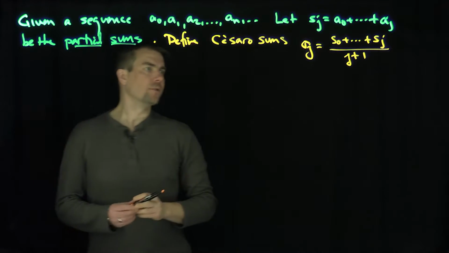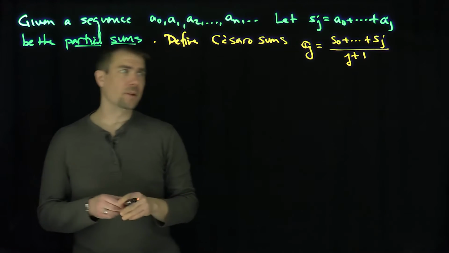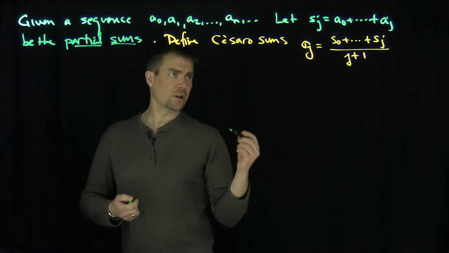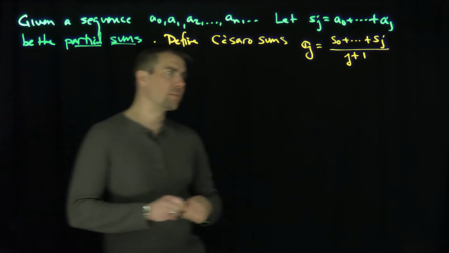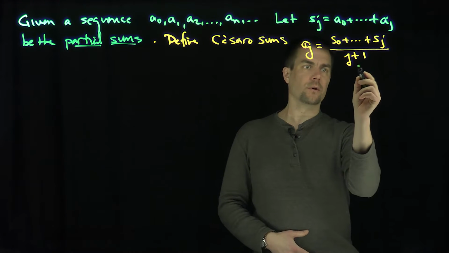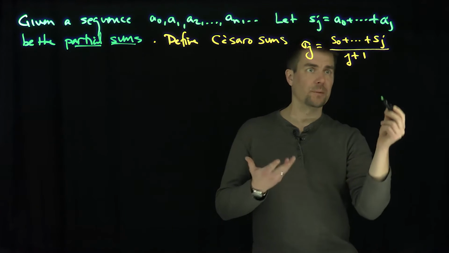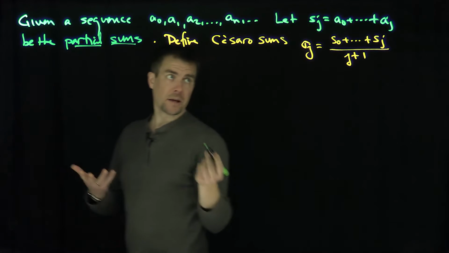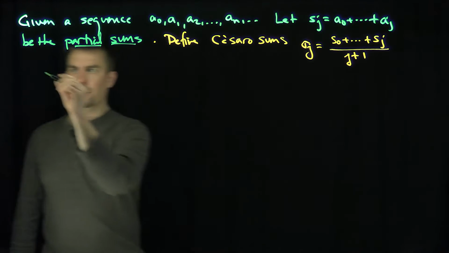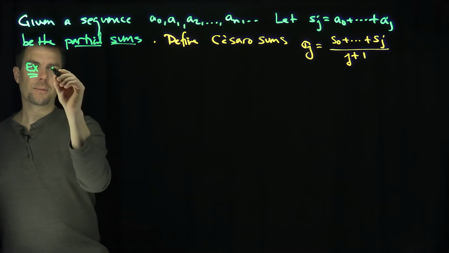Okay? And so, of course, what are these Cesaro sums? Let's think about them carefully. Let's do a little example. If j was equal to 0, we would just have S0 over 1, which would just be a0. So sigma 0 would just be a0, like S0 is. That's great. But just to get our feet wet, let's look at sigma 3.